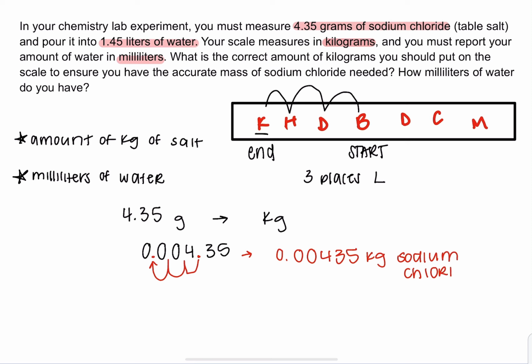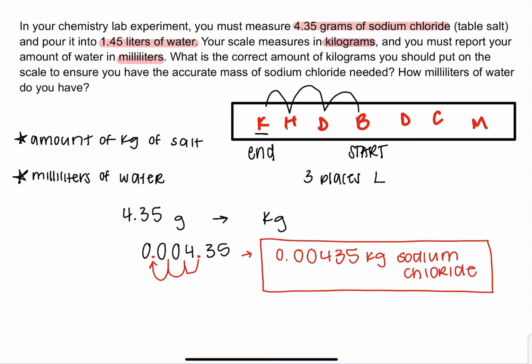So we've now converted the grams to kilograms. And so if we were to put 0.00435 kilograms of sodium chloride on our scale for our experiment, we know that we have the correct amount that we need if we needed it in grams. So we've solved the first part of the problem. Let's move on to the milliliters of water. They're asking us to convert 1.45 liters to milliliters.